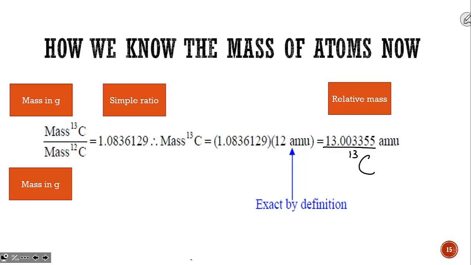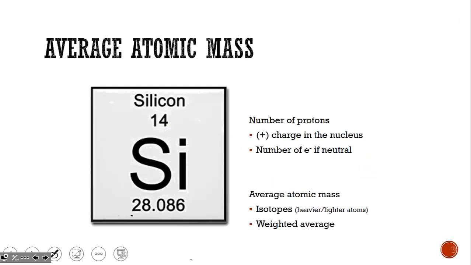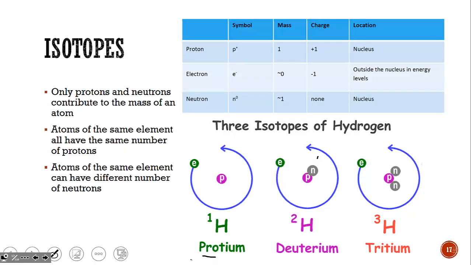Now, carbon-13 is different from carbon-12 because their masses are different. The carbon-13 is an isotope of carbon. Isotopes are the same element. They all have the same number of protons, and if they're neutral, the same number of electrons. So they have the same chemical and physical properties. However, where isotopes are different is that they can have different masses based on the number of neutrons they have.